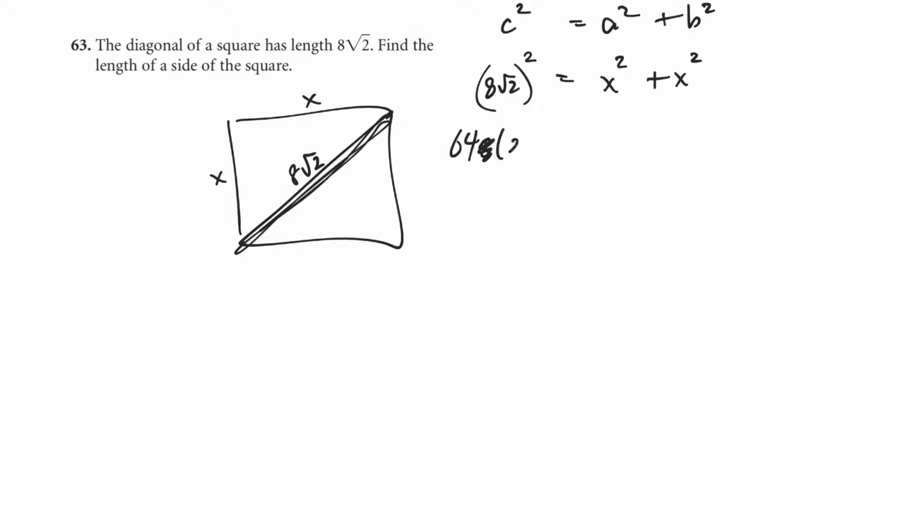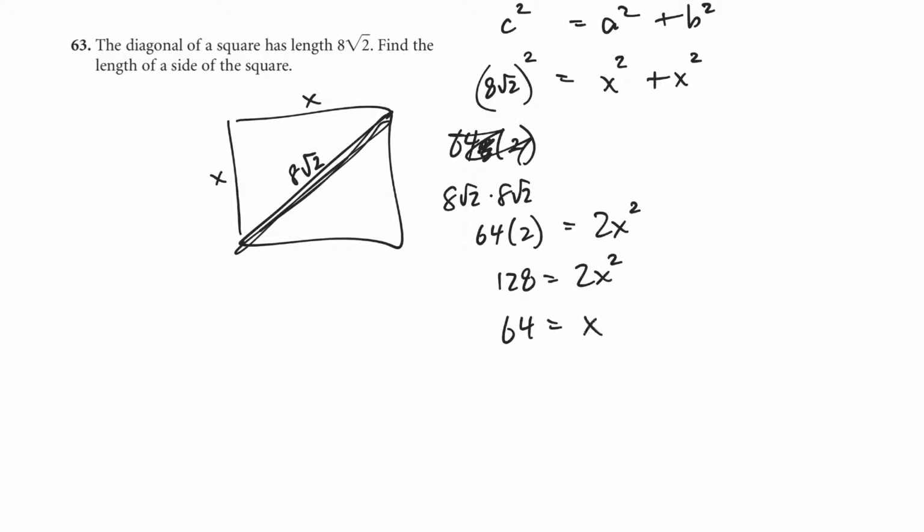Okay, 8 root 2 squared would be 64 times 2. 8 root 2 times 8 root 2. 8 times 8, yeah, 64. Root 2 times root 2 is root of 4, which is 2. So 64 times 2, I was right, is equal to 2x squared. So this would be 128 equals 2x squared. Divide both sides by 2. And then square root both sides. So I'd get plus or minus 8. But since it's a distance, it's not the negative 8. So each side here is going to be 8.